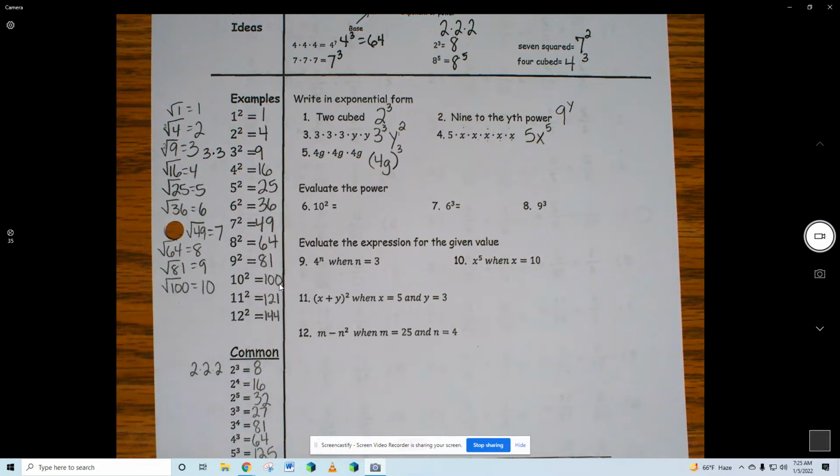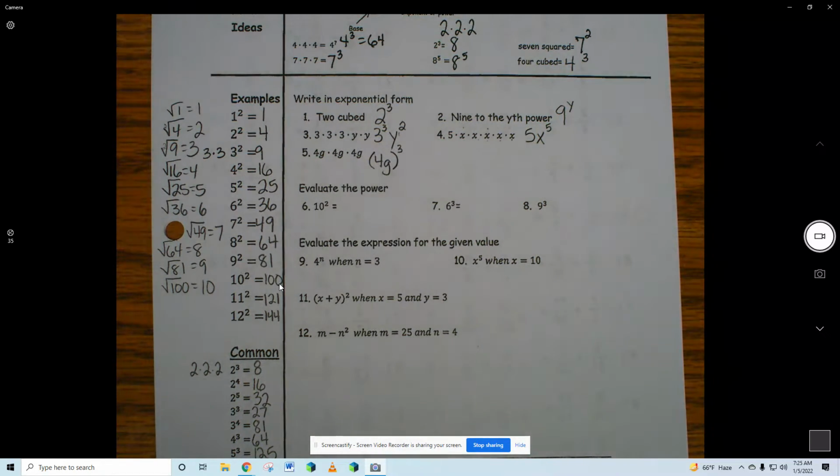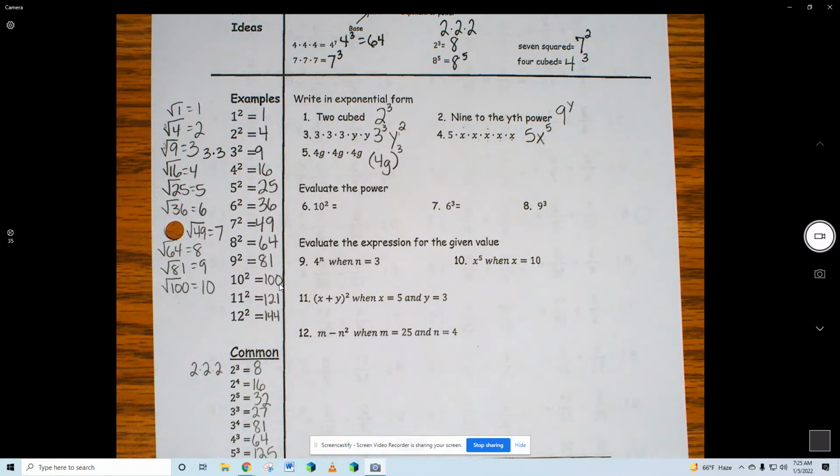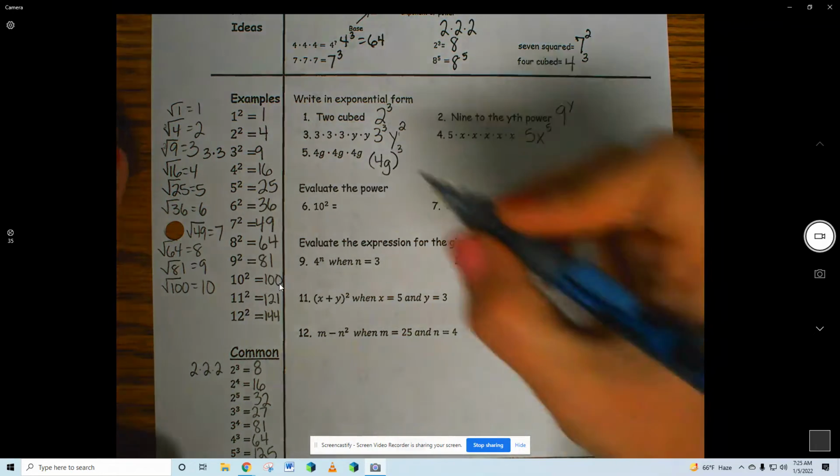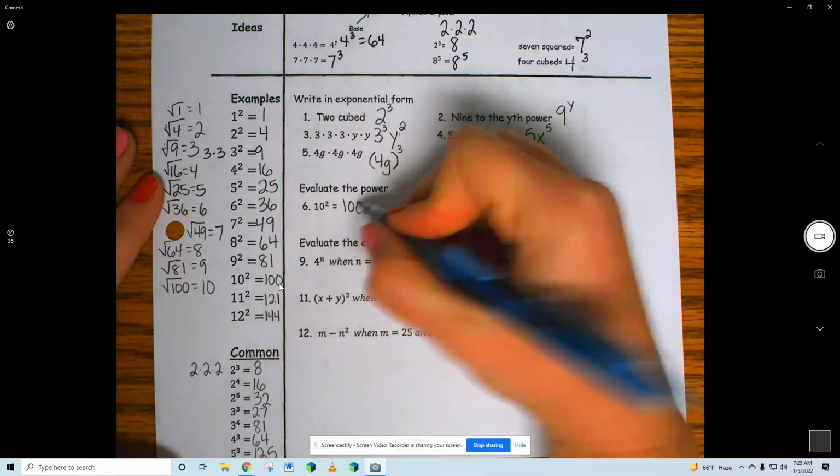All right, now I'm asking you to evaluate. So we're actually doing the math. Evaluate means solve it, work it out. 10 squared is what? Is it 20 or is it 100? 10 squared. 100. 10 times 10.